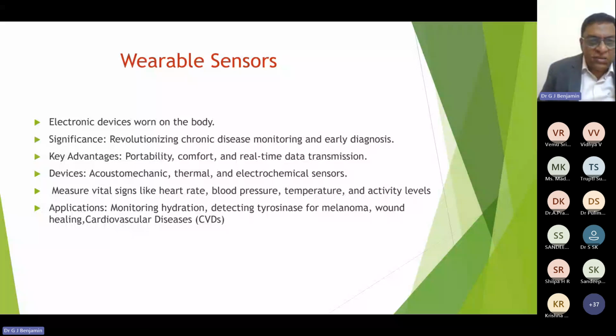Now, we talk about wearable sensors, electronic devices worn on the body. The significance is that they revolutionize chronic disease monitoring and early diagnosis. The key advantages are portability, comfort, and real-time data. The devices used are acoustomechanic, thermal, and electrochemical sensors. These measure vital signs like heart rate, blood pressure, temperature, and activity levels. The applications help in monitoring hydration, detecting tyrosinase levels for melanoma, wound healing, and cardiovascular disease.